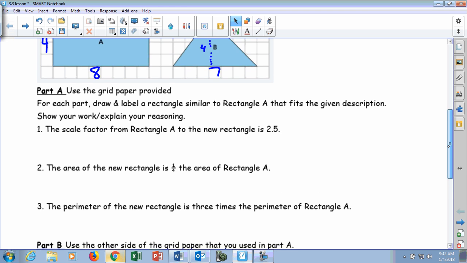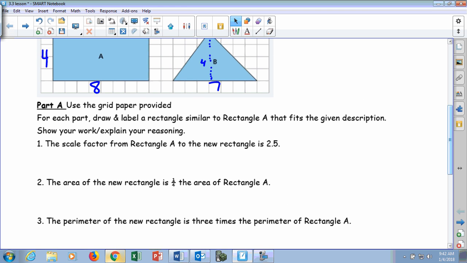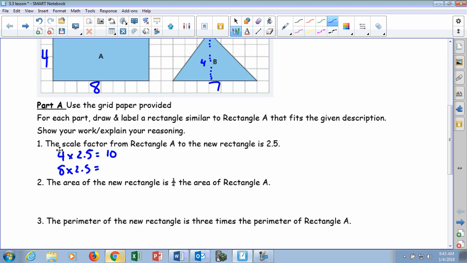If we take a look at just the rectangles for right now, okay? So the scale factor is 2.5, right? That means each side of the rectangle we want to multiply by 2.5. So you should have taken 4 times 2.5 and 8 times 2.5, right? So what's 4 times 2.5? 10. And then 8 times 2.5 is 20. So your new rectangle should have dimensions of a 10 by 20.